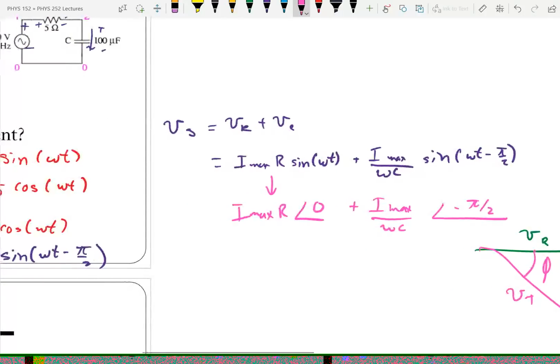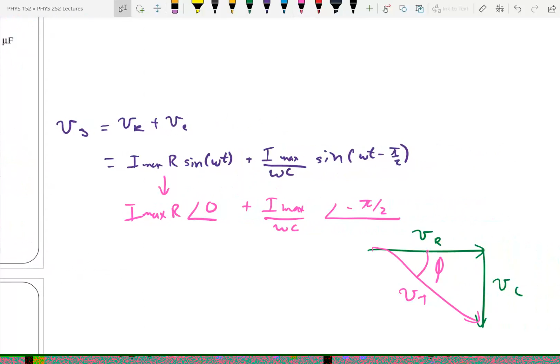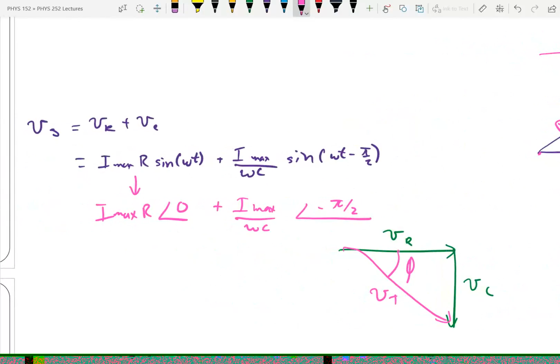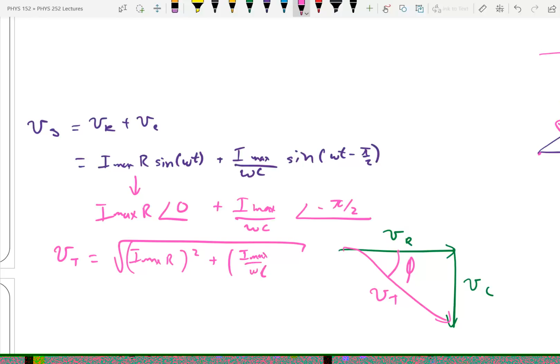And so finding the total voltage using the phasor idea is pretty simple because you just have the Pythagorean theorem. So the total voltage is just the square root of (I max R) squared plus (I max over omega C) squared. So that's the maximum voltage we're ever going to have on the source. And then it's going to change sinusoidally.